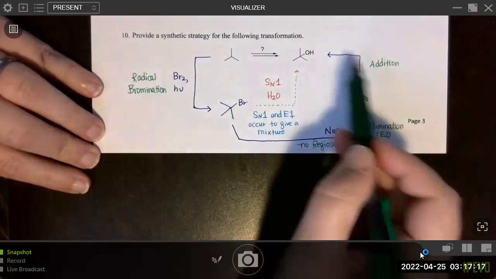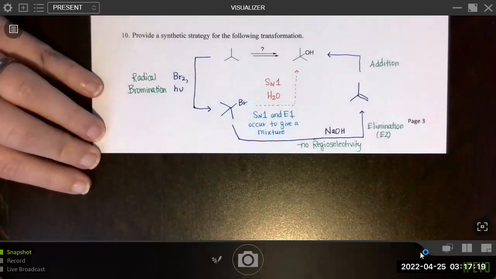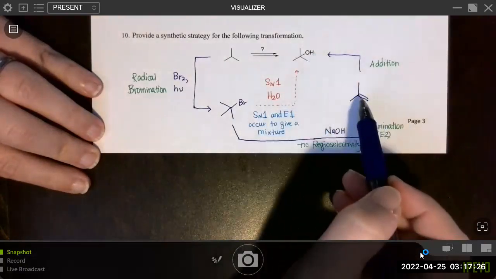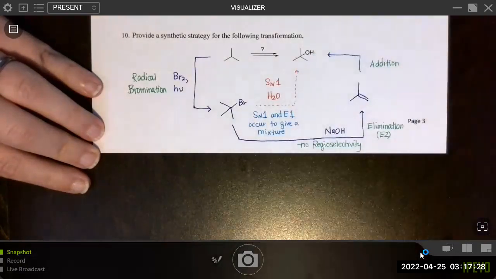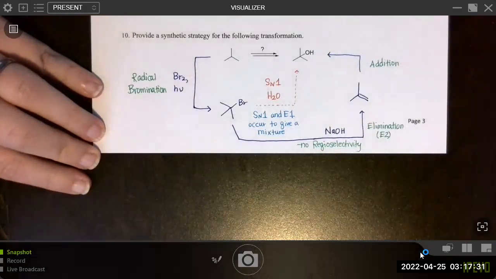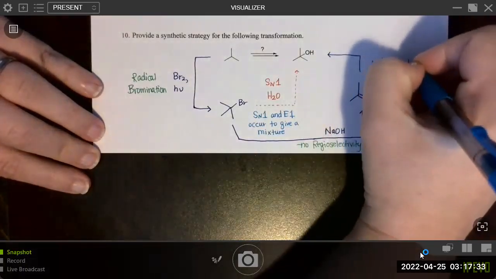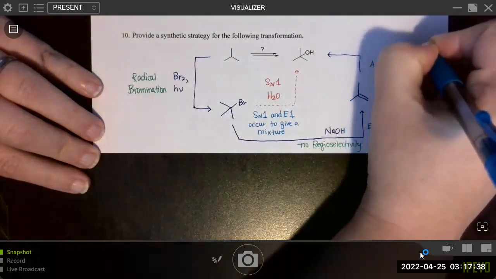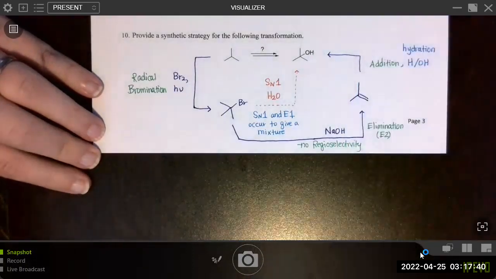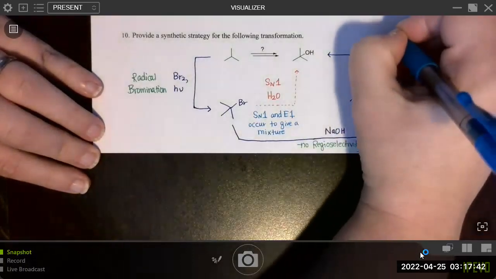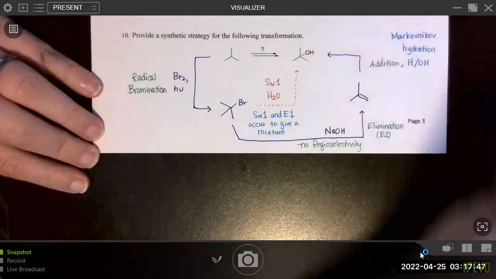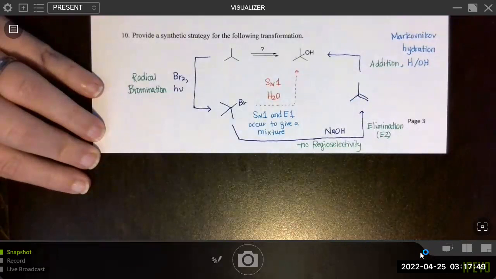Okay, now we want to do the addition reaction. So we ask ourselves, what's getting added across the double bond? Well, we want a hydrogen added here, and then an OH added at the more substituted carbon. So this isn't just going to be any old addition. We need to add an H and OH. So we need to do a hydration. And we want it to be a Markovnikov hydration, so that the OH will end up on the more substituted carbon.